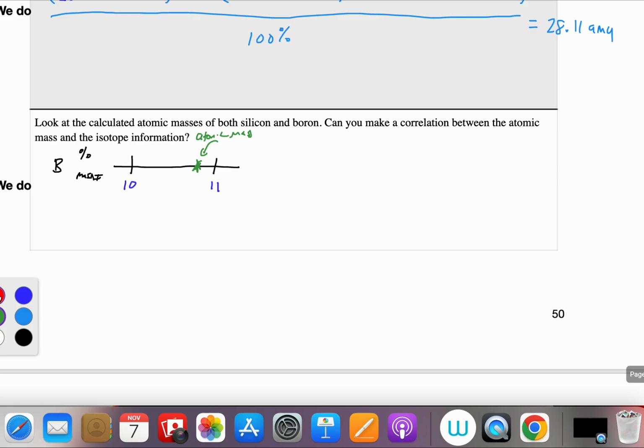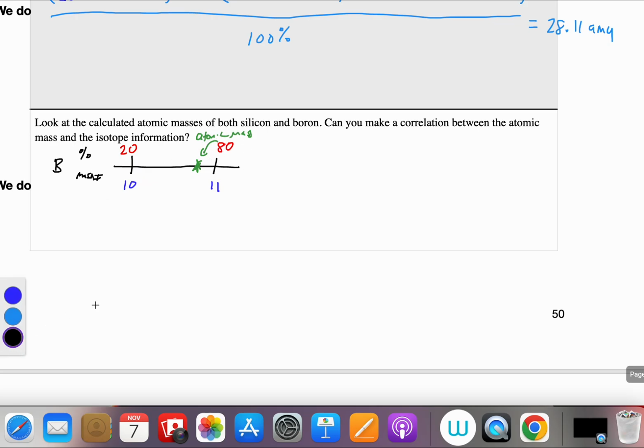And so does this make sense? The isotope with a mass of 10 had a percent abundance of around 20, and the isotope with a mass of 11 made up around 80% of the abundance. So the average atomic mass value is closer to the isotope's mass number with the larger percent abundance.